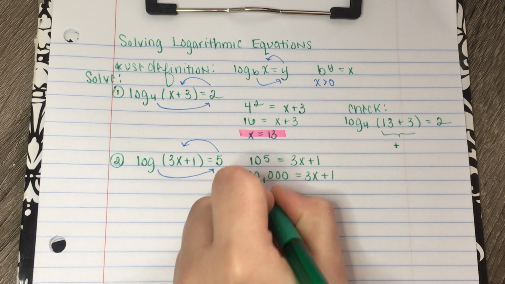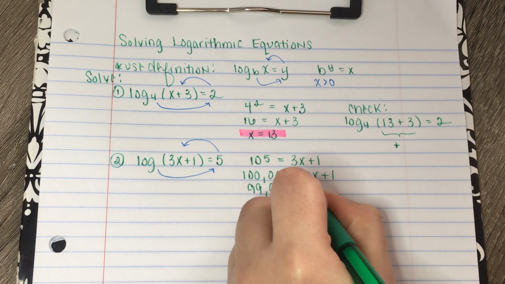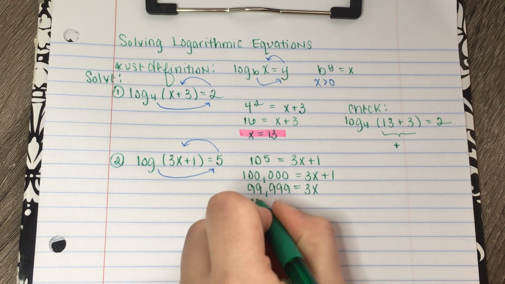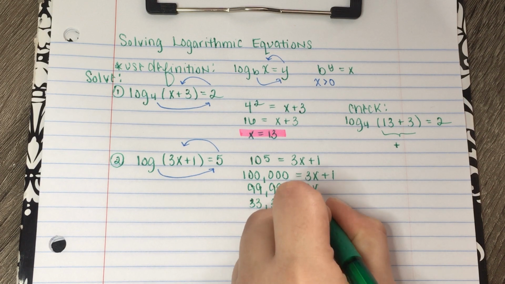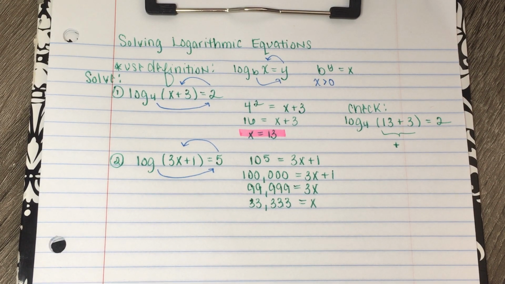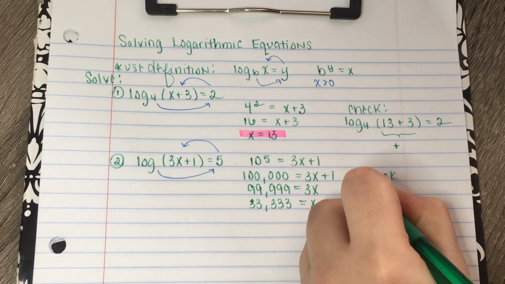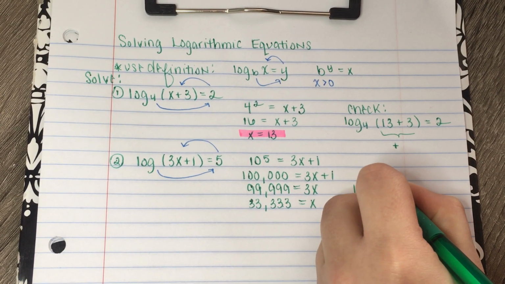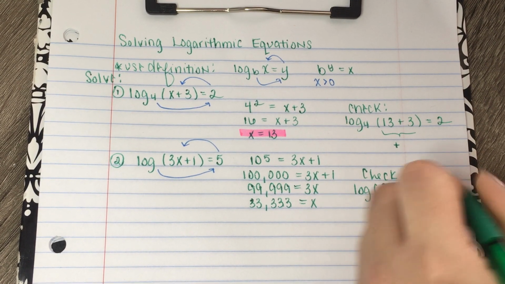Subtracting 1 from both sides. If you're not comfortable with your number sense, that's okay. Use a calculator, and then dividing by 3, and we're going to get 33,333 as our x answer. Now, I do need to do this mental check over here, and that's if I plug in my x value, is my domain in parentheses going to be a positive number?